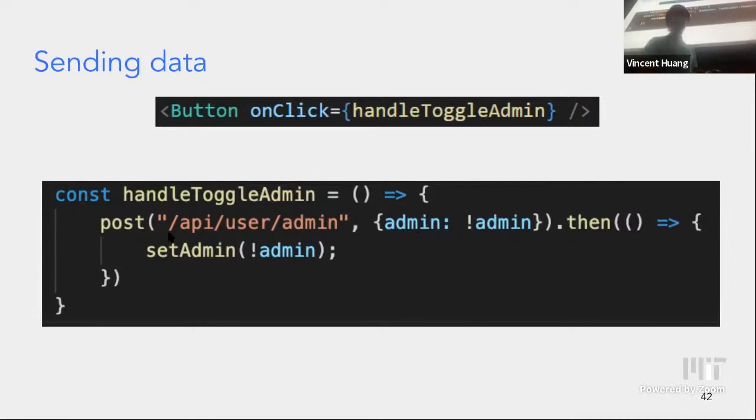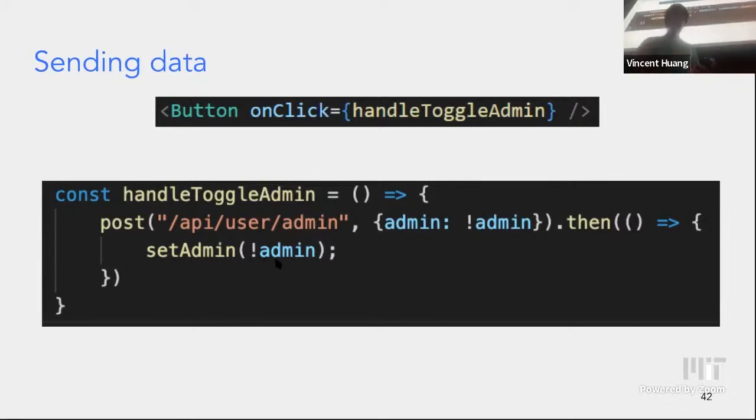So this first part with the post request is only going to update the backend. It's not going to update the value of admin in the React front end. So after this post request finishes, then what we can do is we can take this admin state variable and we can toggle it, right? So this will set admin either from true to false or false to true.